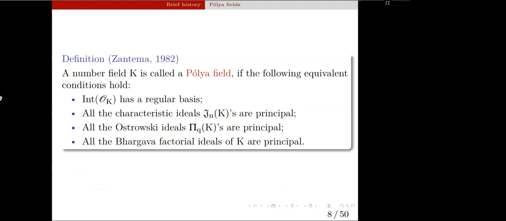Summing up these arguments, in 1982, Hans Zantema introduced the notion of Pólya field. That says a number field K is called a Pólya field if the following equivalent conditions hold. And as I said before, I will use the third criterion, namely principality of all the Ostrowski ideals, for studying the Pólya group and Pólya fields as well. It should be mentioned that Zantema's paper is a great contribution to the study of Pólya fields, and there are many interesting results which we use throughout this presentation.